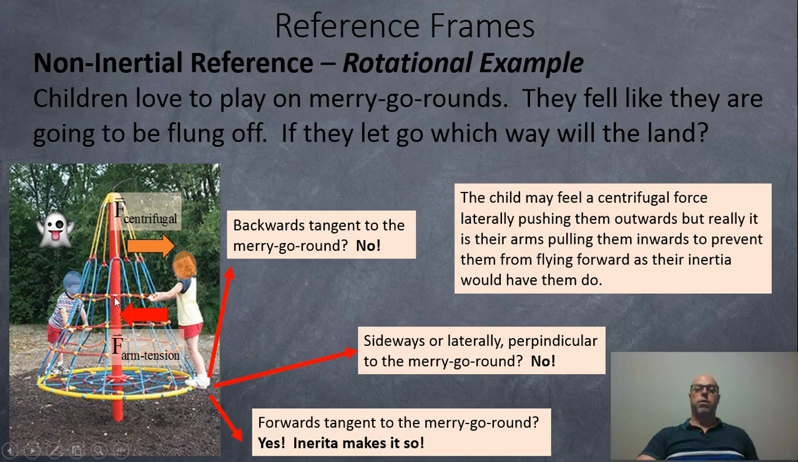So where would you land if you let go, though? Would you just fly yourself backwards and land back from where you came? Would you fly straight sideways and land on the ground? Or would you actually just continue moving forward and land in front of where you let go? And yes, that's the correct answer. So you have this fictitious force outwards, but you won't land outwards. You will land forwards.